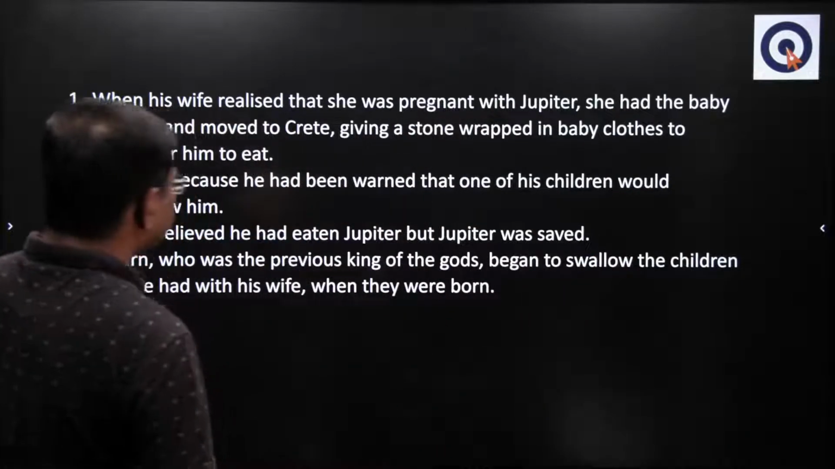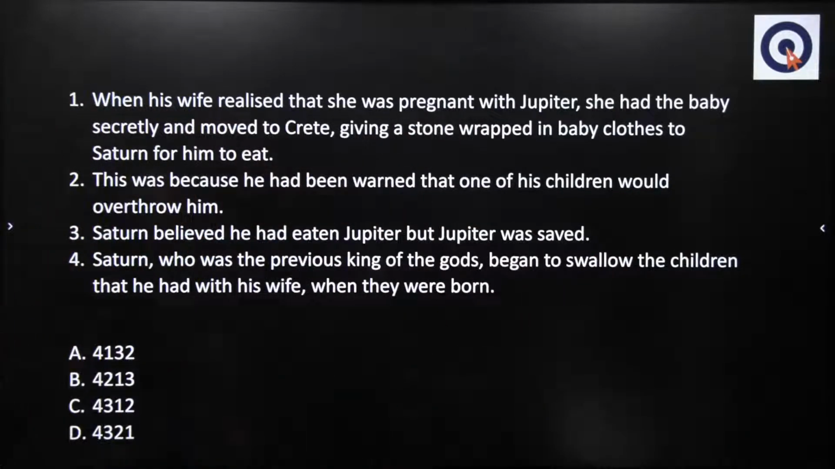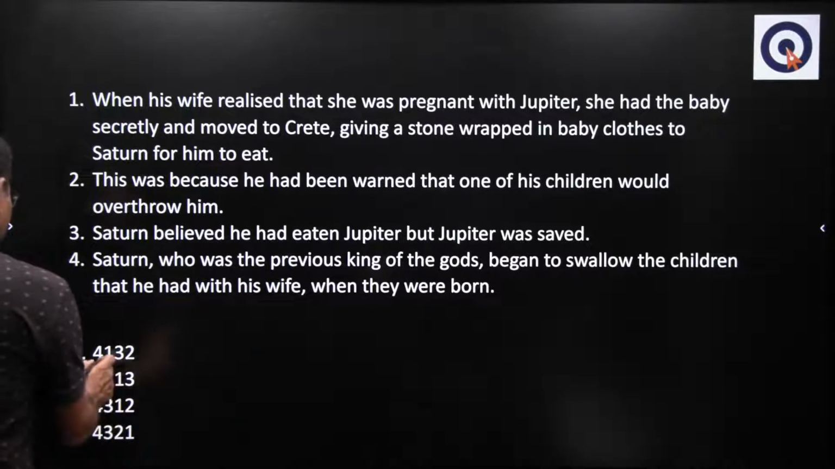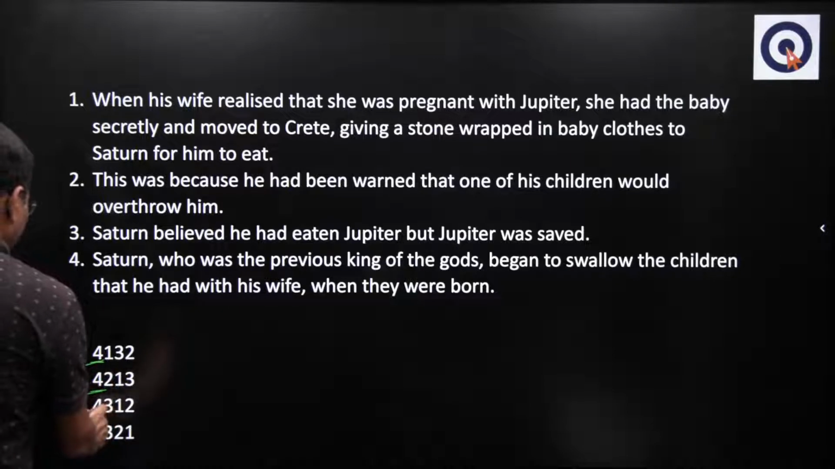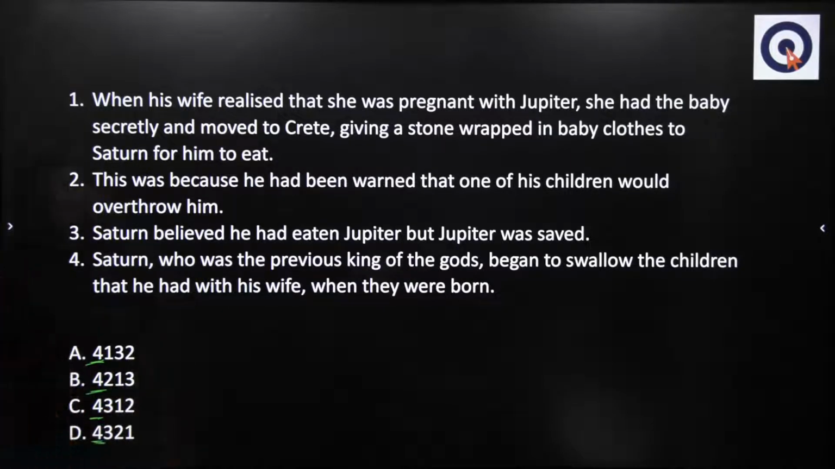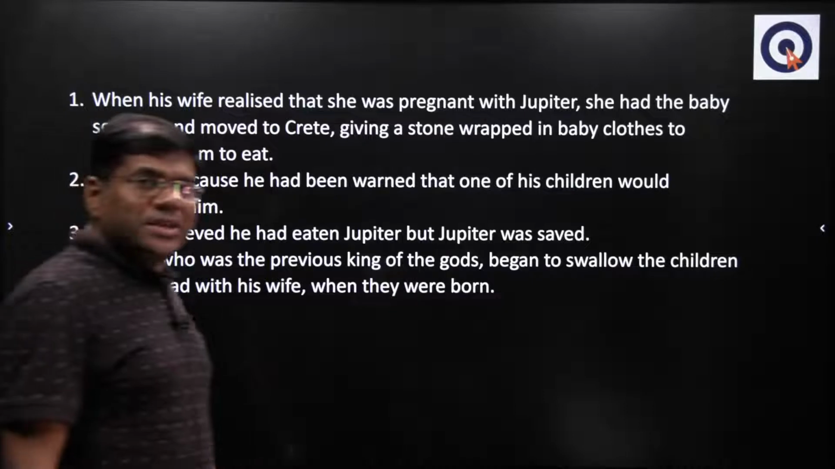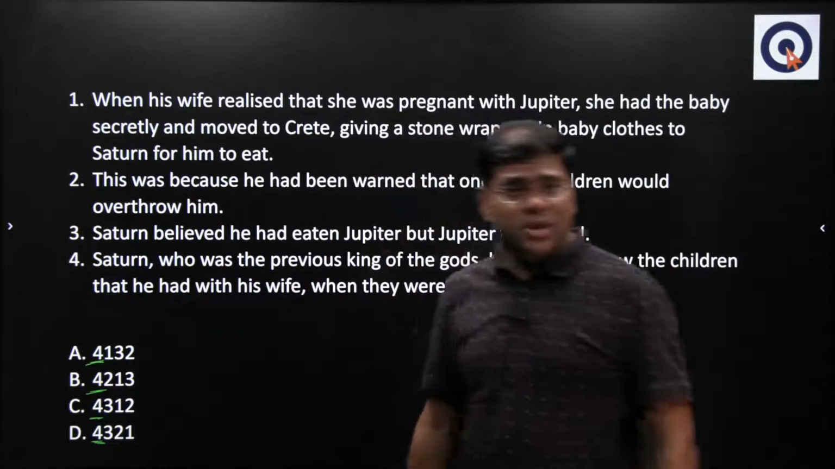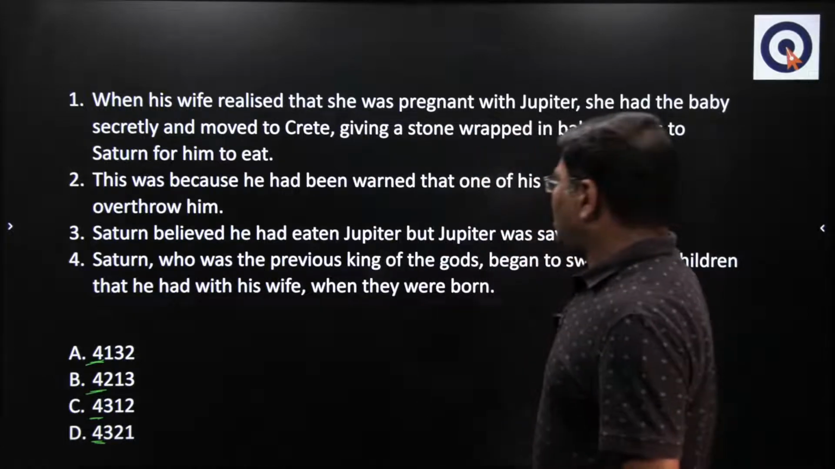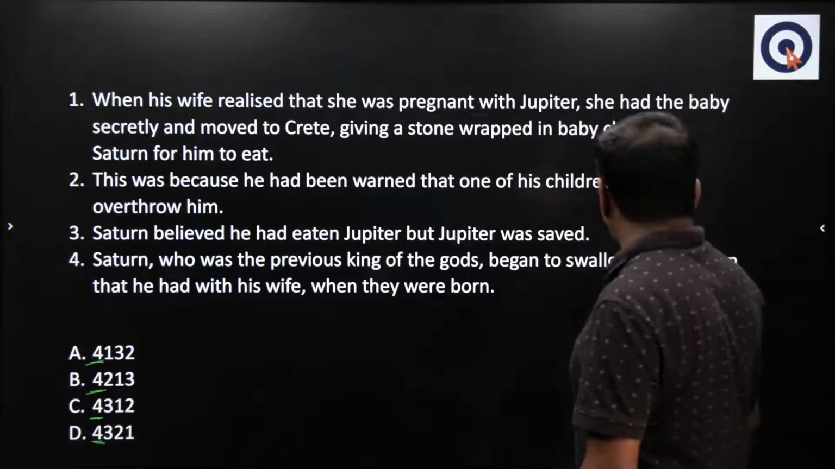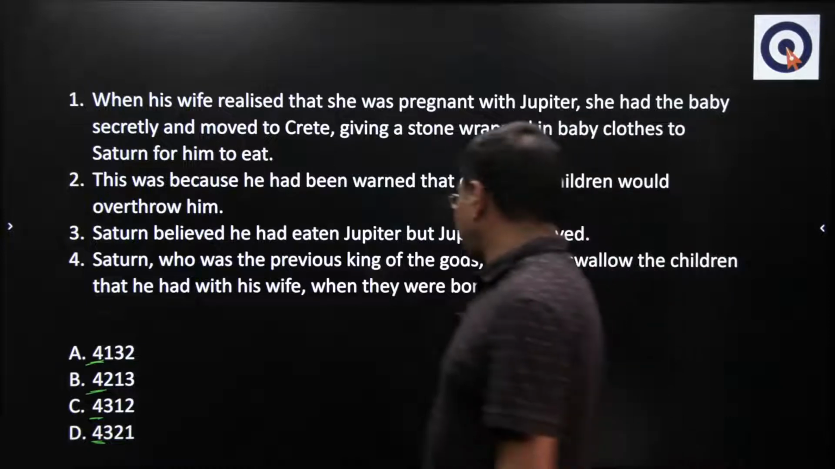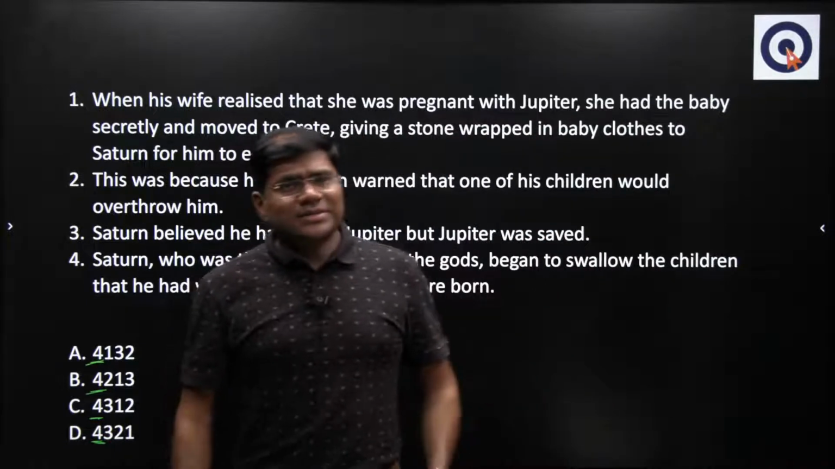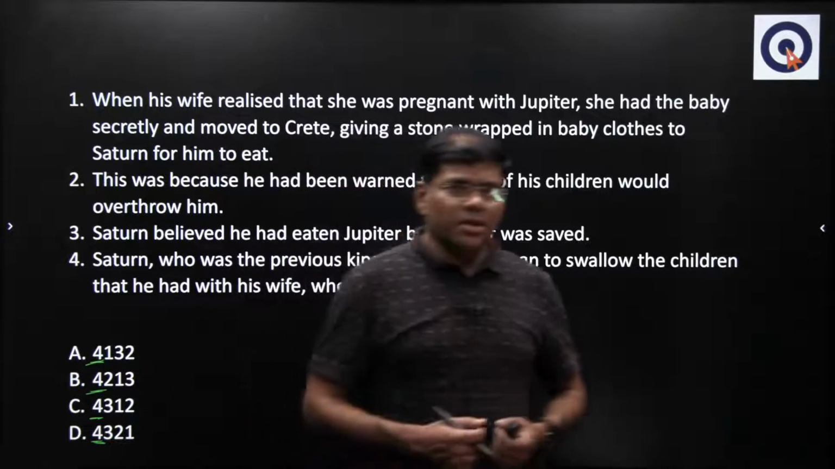Correct? It's a very, very good story. And again, if you see here, all the options start with 4. That means 4 definitely is the opening sentence. What is the opening sentence? The opening sentence says, Saturn, who was the previous king of the gods, began to swallow the children that he had with his wife when they were born. So it introduces Saturn. It says here that Saturn began to swallow the children when they were born.